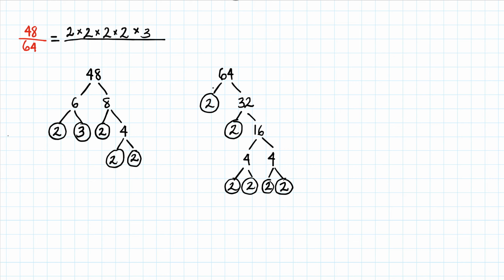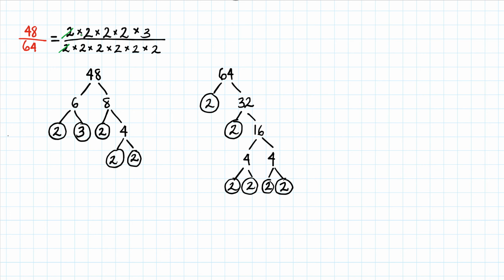And now 64. How many 2's? 1, 2, 3, 4, 5, 6. And now other prime factors. There are none. So 2, 2, 2, 2, 2, and 2. Wonderful. And then I start canceling out.